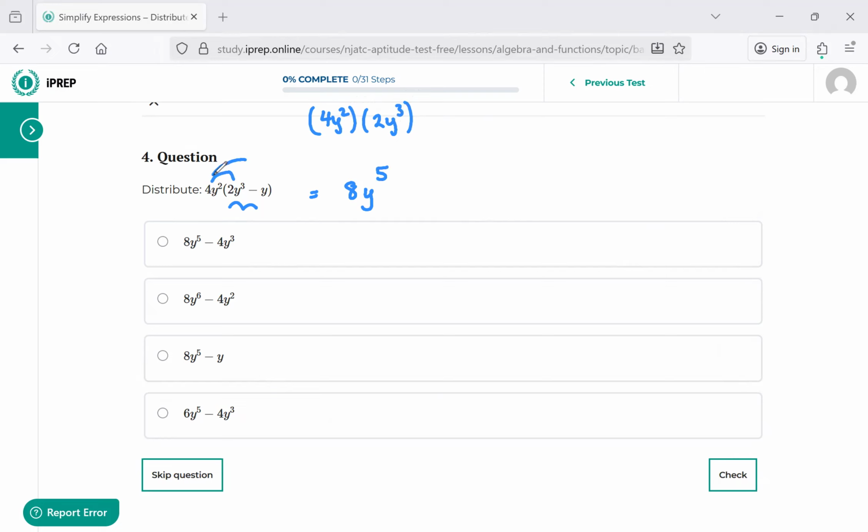Okay, continue. What's 4y squared times negative y? So 4y squared times negative y is negative 4y cubed. 4 times, and this is like an invisible negative 1, so 4 times negative 1 is negative 4. And then the variable, you don't see a power, but there is, it's just an invisible 1. So 2 plus 1 is 3. Okay, so that is your answer: 8y5 minus 4y cubed. This one.